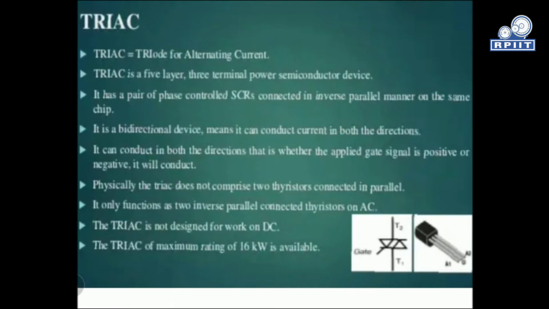So triac is a triode for alternating current. Triac is a 5-layer, 3-terminal power semiconductor device. Unlike the diac, which is a 2-terminal device with anode 1 and anode 2 and no third terminal, here the third terminal is our gate terminal. You can see in the symbol that the two terminals T1 and T2 are there, and the gate terminal is additional.